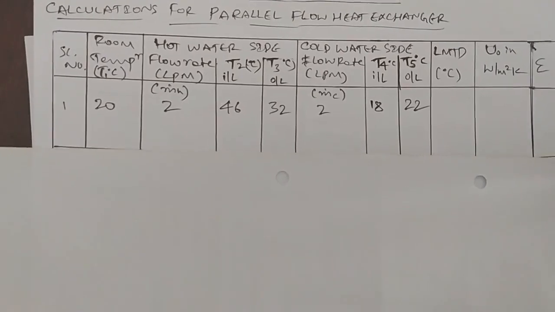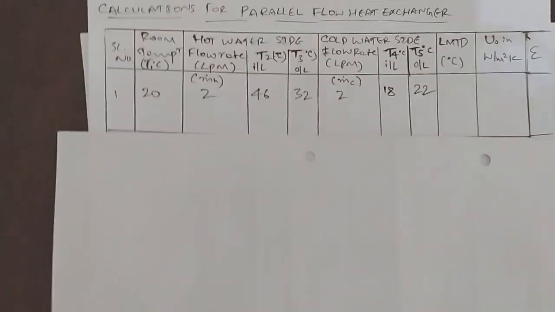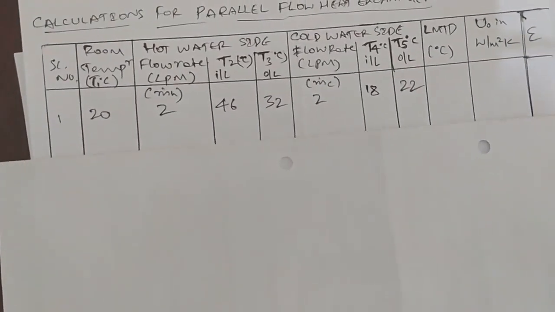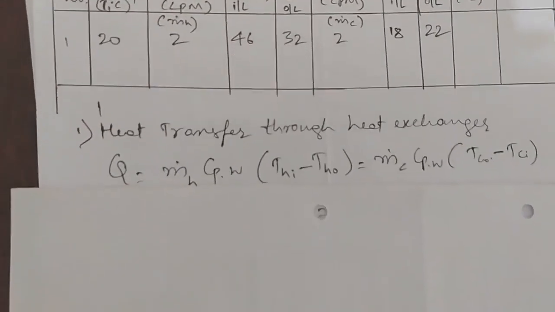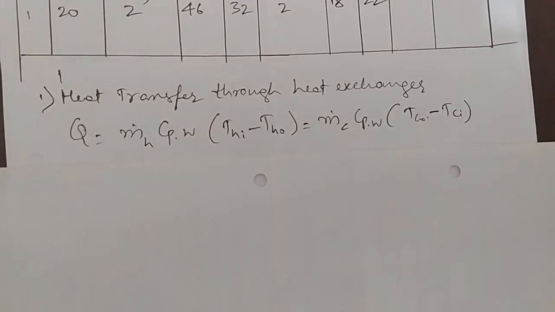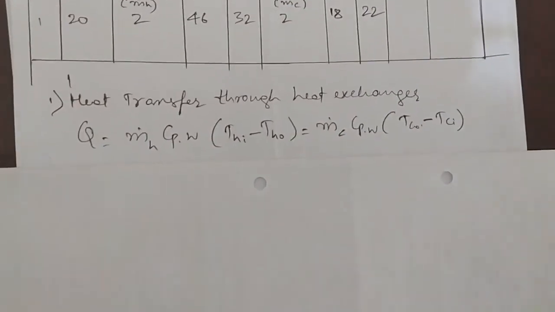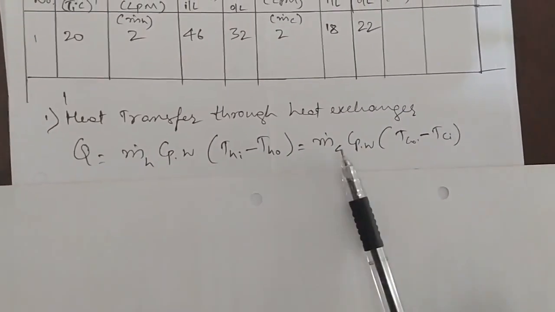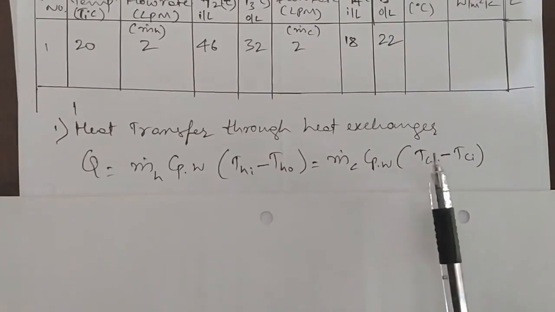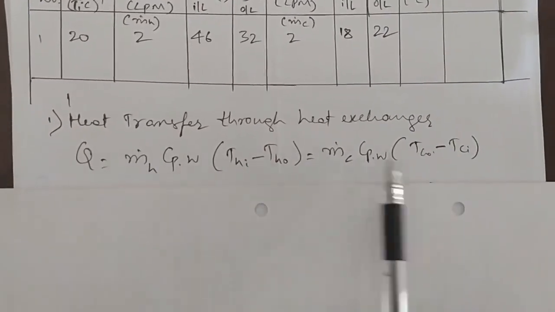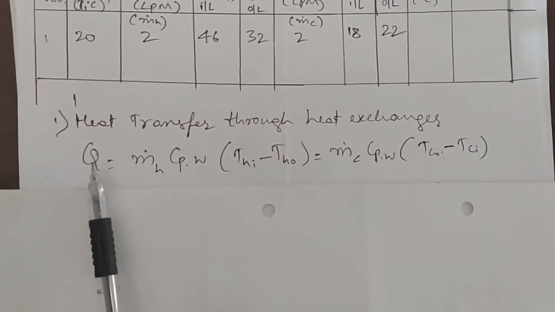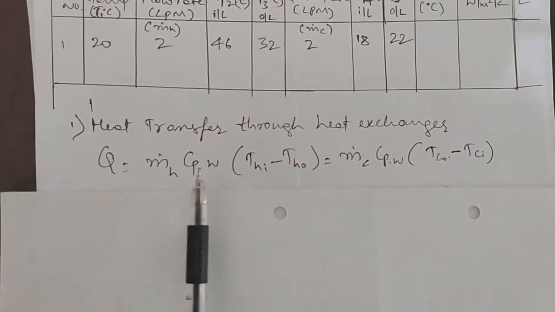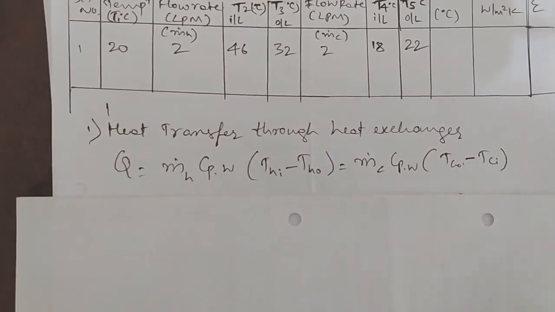The rate of heat transfer can be calculated by Q equals m dot H, specific heat of water, and temperature difference. This is the equation: m dot H CPW (THI minus TH naught) equals m dot C CPC (TC naught minus TCI). Using any one of these two equations we can find the rate of heat transfer Q. Now I am using this equation to obtain Q.